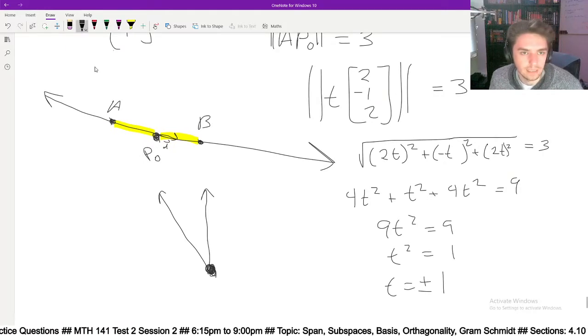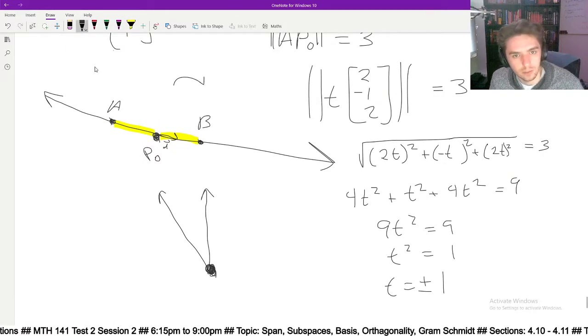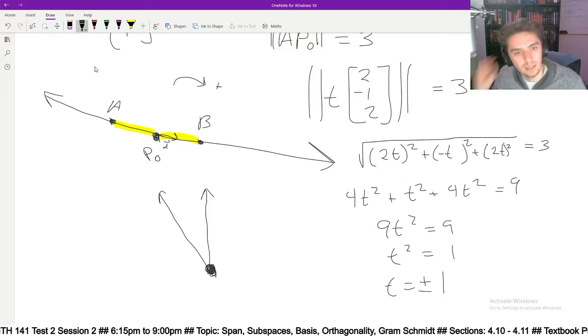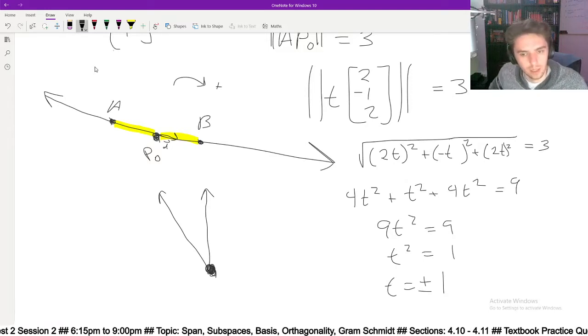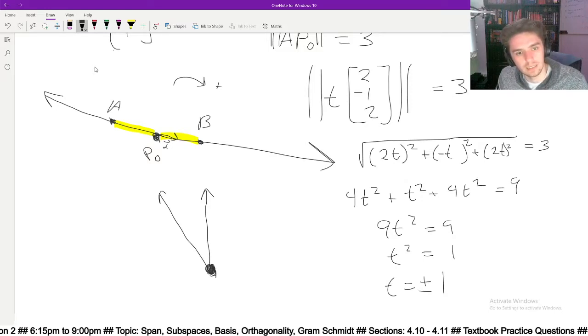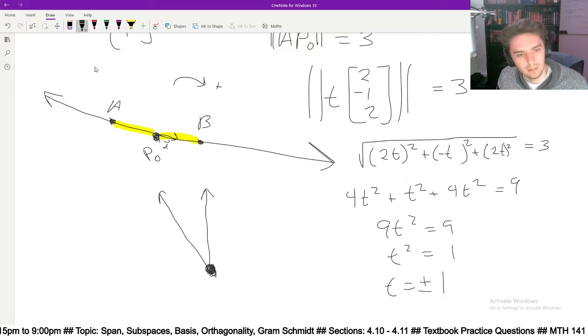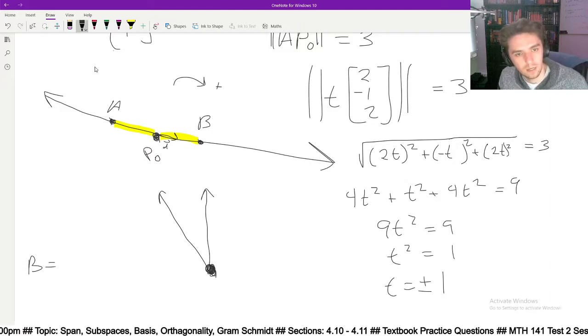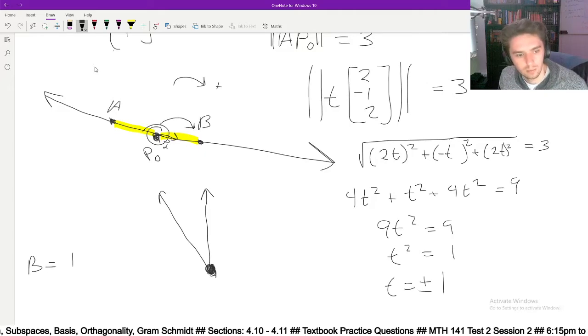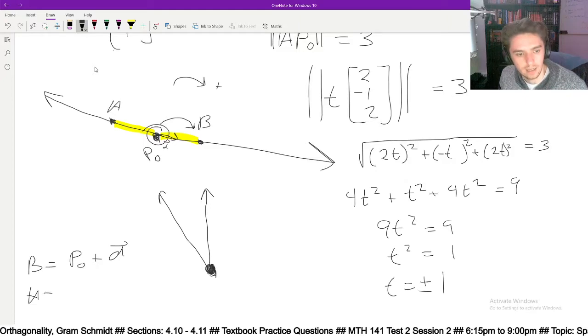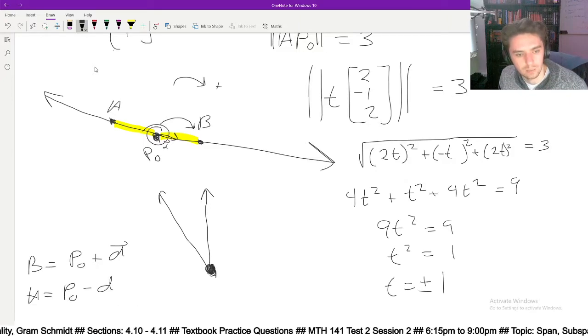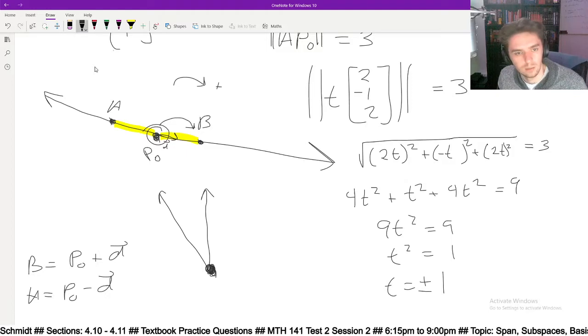So what that means is that to get to point B, if we just say that's the positive direction, which I did because that's where I put the direction vector, then point B is P naught plus 1 times the direction vector. And A is P naught minus 1 times the direction vector. It's 1 in the opposite direction.